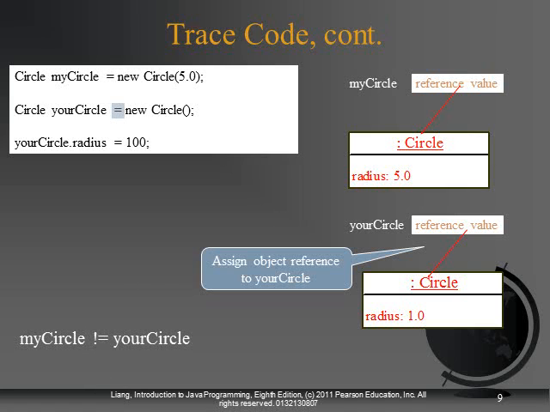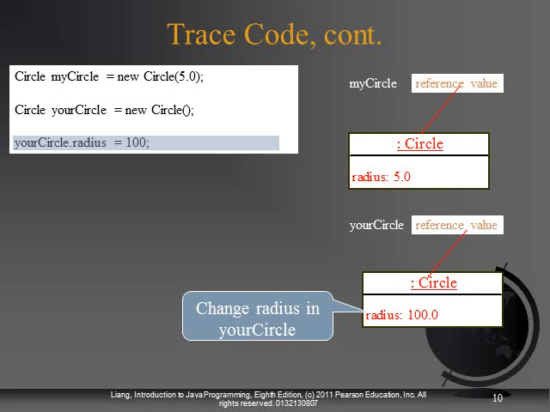myCircle does not equal yourCircle. Why? Because the reference addresses are different, not because the radiuses are different. I mean, I could have created yourCircle with the same radius 5. If we want to compare the circle objects to see if they are equal, then we would need to develop a class method to do that comparison.